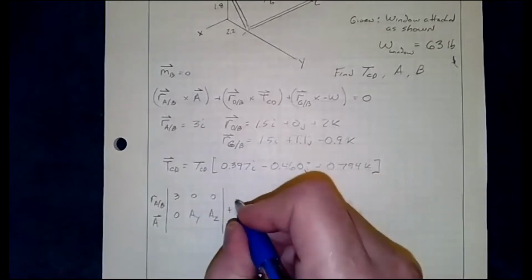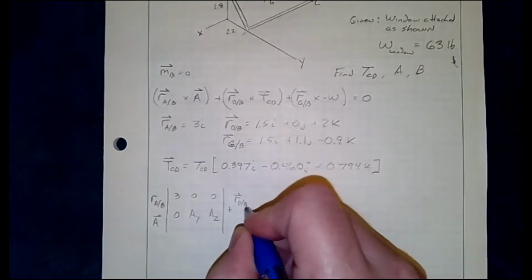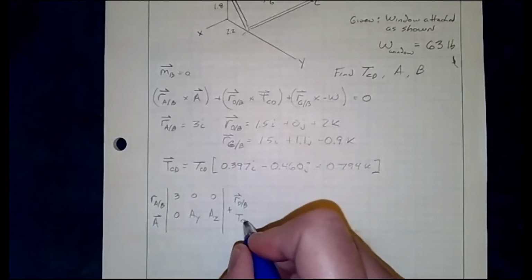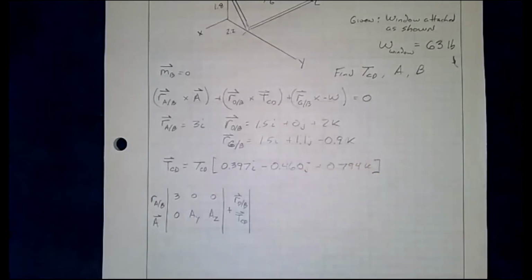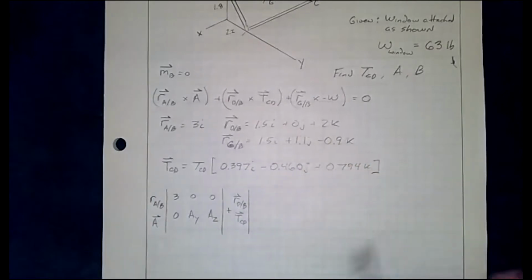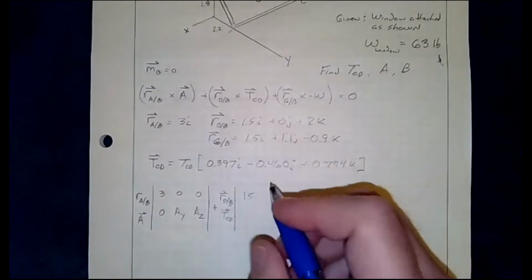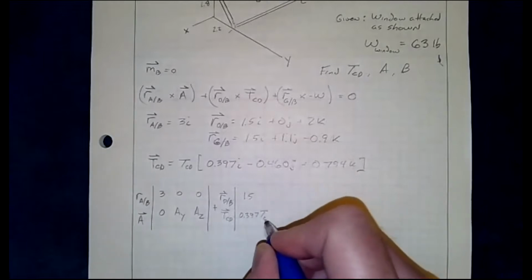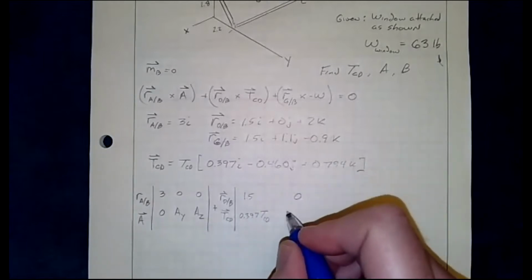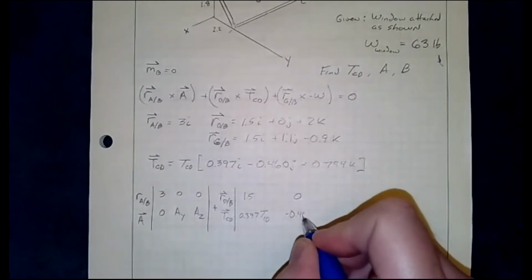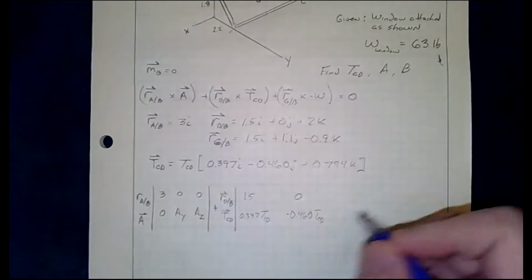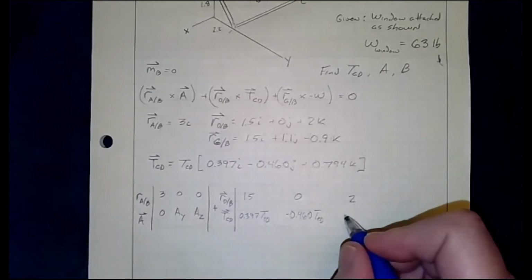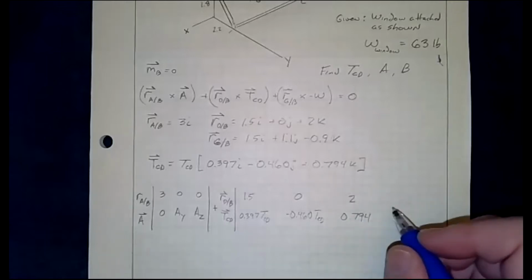Plus, and we have r, D relative to B, and then tension CD. Now I'm not factoring these out, I'm just identifying what they are. In some cases, you'll see the scalar value factor out, but I prefer to keep it in. It's just a matter of preference. So we have, in this case, 1.5, and that's 0.397 tension CD, 0, negative 0.460 tension CD, and 0.794 tension CD.